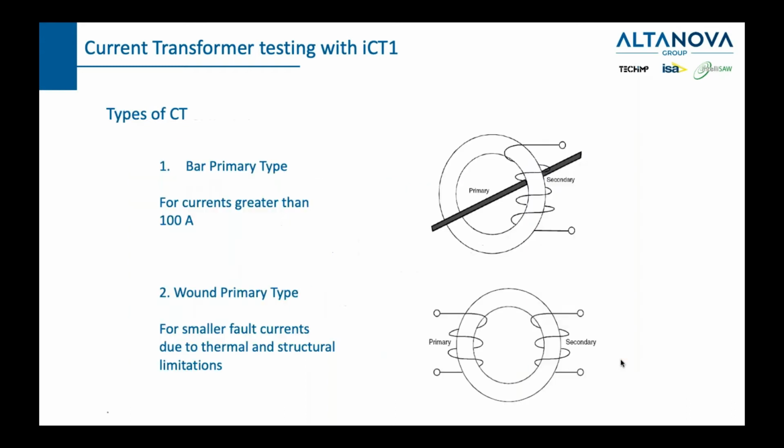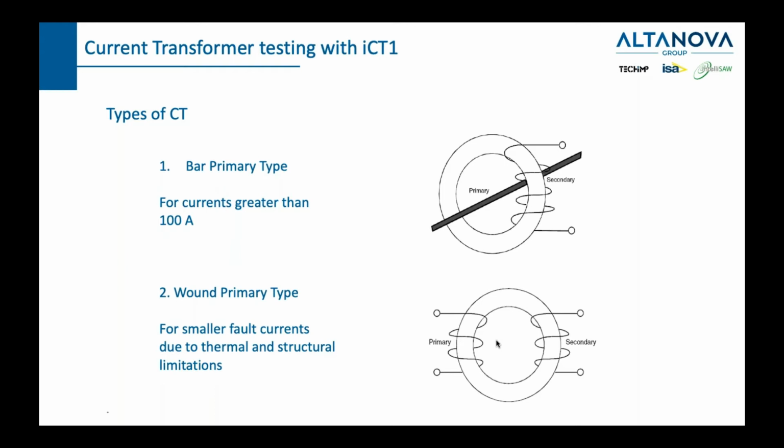Talking about some other types of CT, or let's say in general, trying to explain what types of CTs exist, we can say that we have a bar primary type, which are the ones we more or less saw, and this one is used for currents greater than 100 amps more or less. And we have a wound primary type, which is used for smaller currents due to thermal and structural limitations.